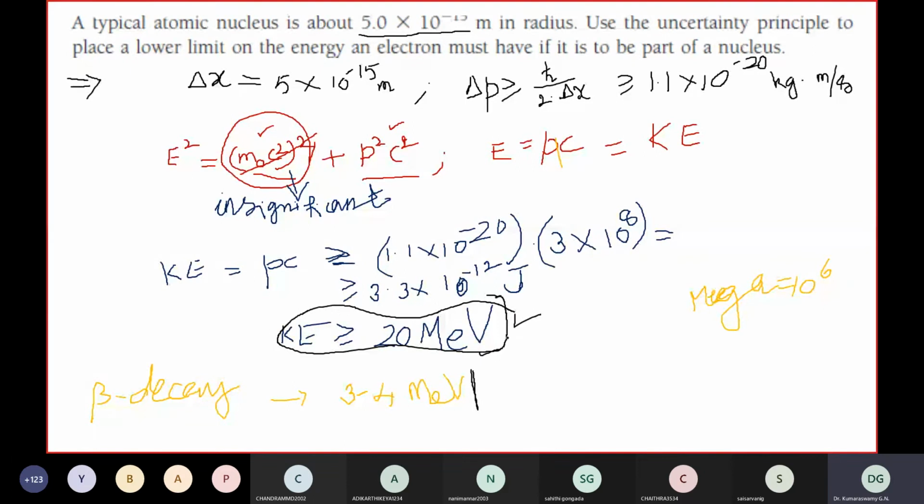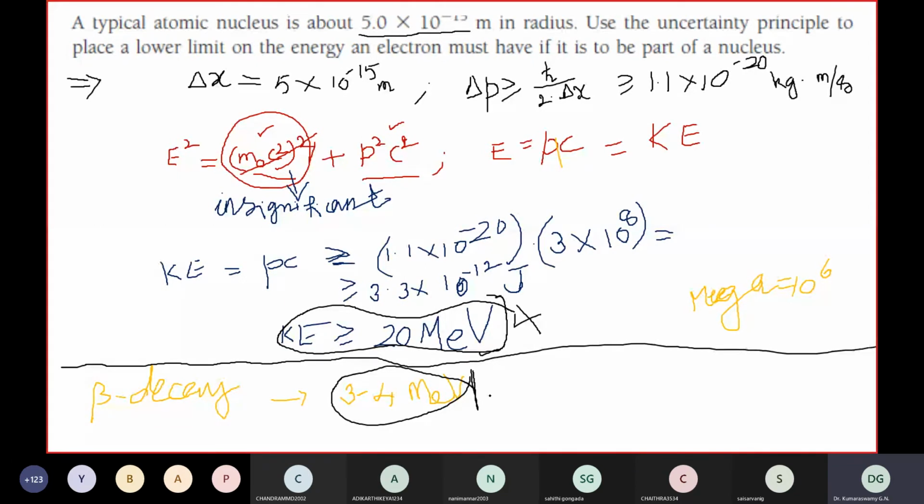But the electrons which we are getting out of the nucleus have much less energy than this. Therefore, electrons are not part of the nucleus. That is the conclusion. Means they have asked just the energy only. Our question does not say about this second part. Our question only says, if an electron has to exist inside the nucleus, what should be the minimum energy? So for that, we have to say it should have a minimum energy of 20 MeV or more if it has to stay inside the nucleus. That is all our answer.